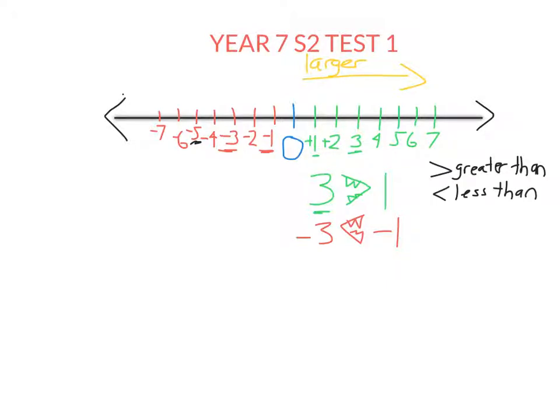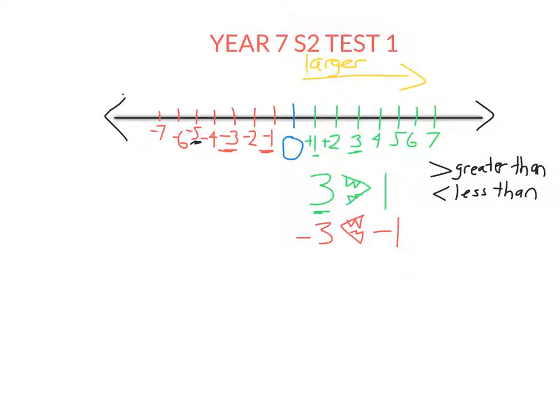So the reason negative 3 is less than negative 1, think about it in terms of temperatures. Negative 3 would be colder than negative 1. If the temperature was negative 3, it needs to rise more to get to 0 than if the temperature was negative 1. So by a similar story, negative 7 is less than negative 2.